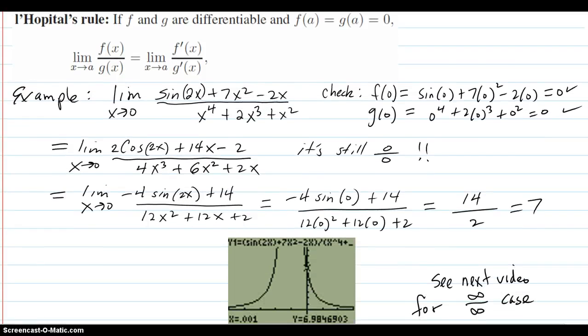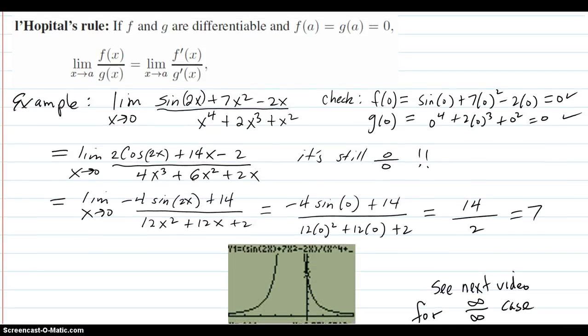Now we go on to the more general form, where you have the same case of 0 over 0, but your statement's a little bit more general. It says that f and g are differentiable, that the limit of f divided by g is going to be the limit of the derivatives quotient as x approaches a. So let's see a case of that.